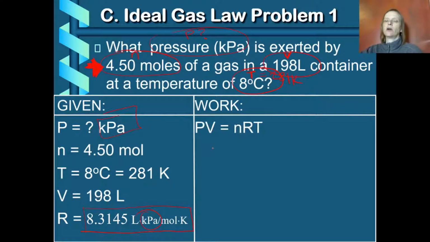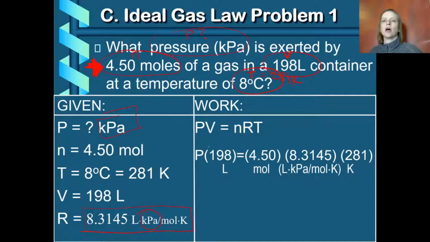Okay, so let's do our work. Our ideal gas law equation is PV equals nRT. So I plug in my pressure, or I don't know my pressure, so I plug in the letter P instead. My volume is 198. My N value is 4.50 moles. My R value is 8.3145, and my temperature in Kelvin is 281.